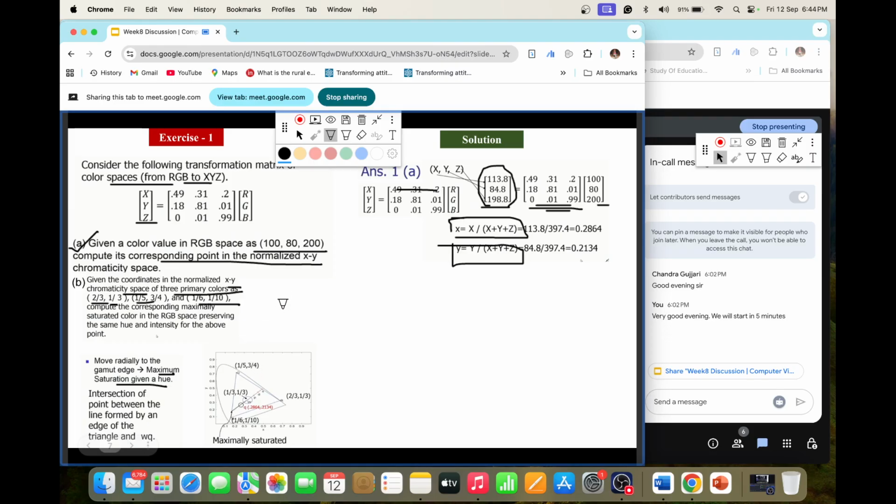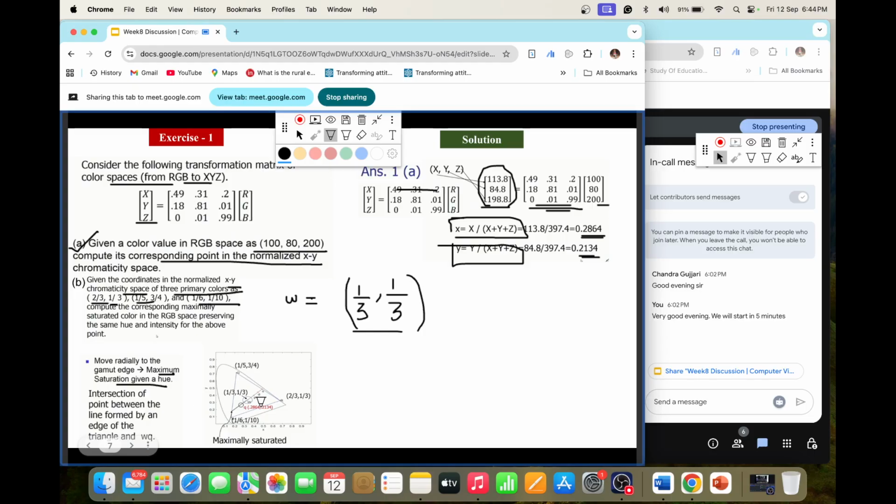What is WQ? W is the white point, which I have told you is given by 1 by 3 and 1 by 3, because white will have the same intensity of x, y as well as z, so 1 by 3, 1 by 3, 1 by 3. As in this xy chromaticity we only take two coordinates, W will be given by 1 by 3 and 1 by 3. And what is Q? Q is the chromaticity value we have just calculated in problem 1a, that is 0.02864 and 0.2134. So that is the WQ.